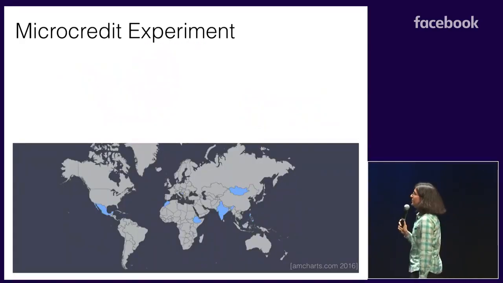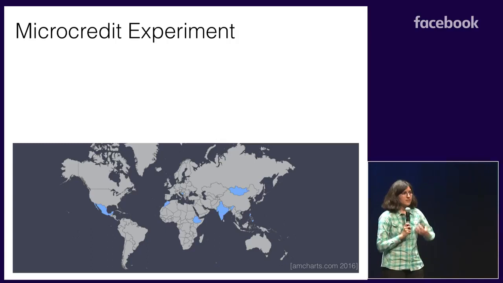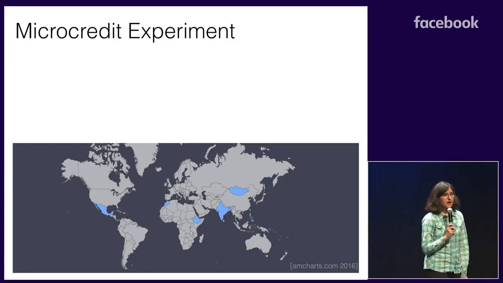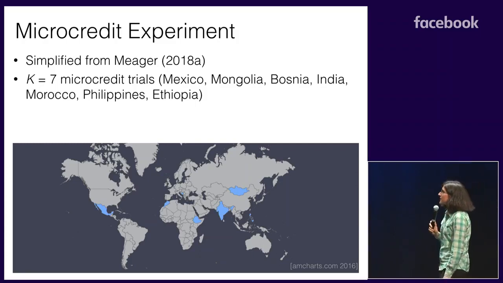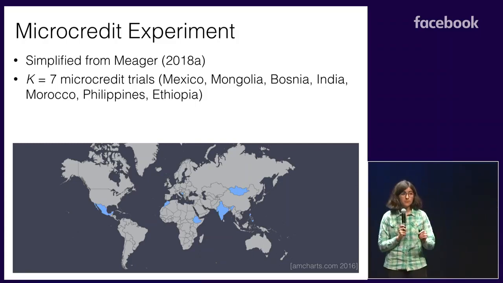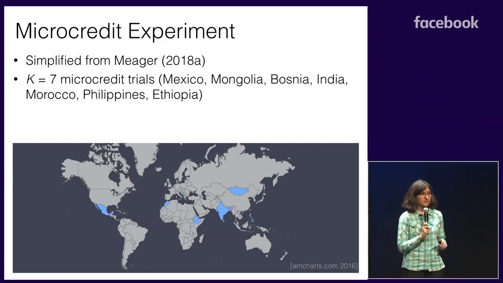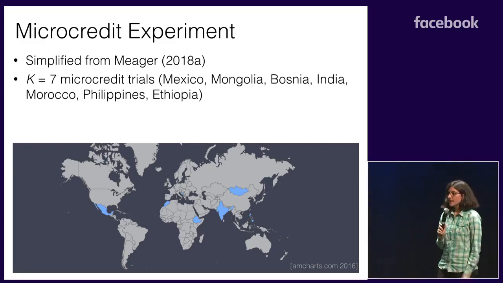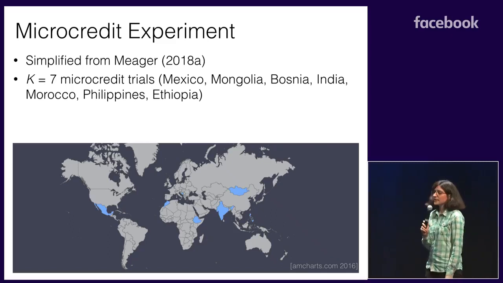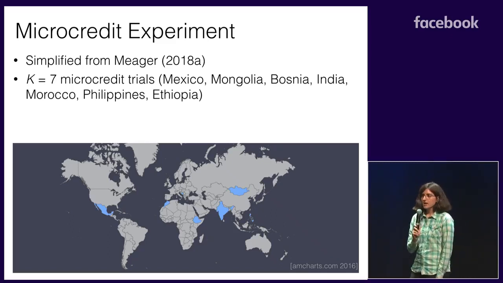Okay, so now let's look at this microcredit experiment. Remember, microcredit are these small loans to individuals in impoverished areas, and we want to know, are they effective? Rachel Meager has been doing some really interesting work on this. If you really care about microcredit, I really encourage you to check out her papers. They're very thoughtful. They're very interesting. They really go into depth in the modeling. We're going to be looking at a very simplified version of the interesting models that she uses.